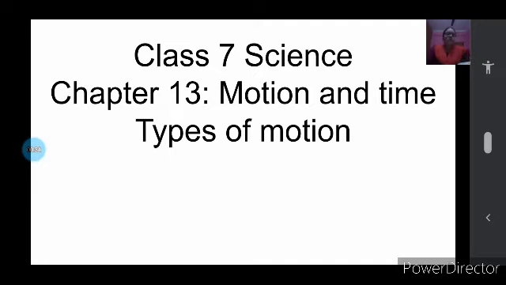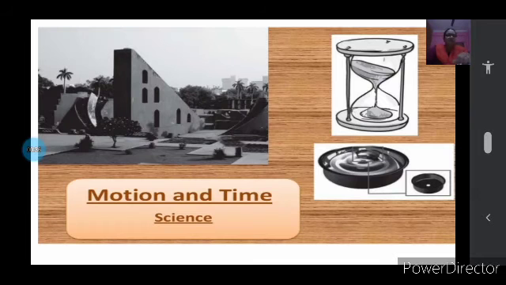So motion, what does the term motion mean, children? You can see the images shown here, which all indicate that motion and time go together. Without calculating time, it is not possible to know about the motion of an object. So let us see first of all what the term motion means.